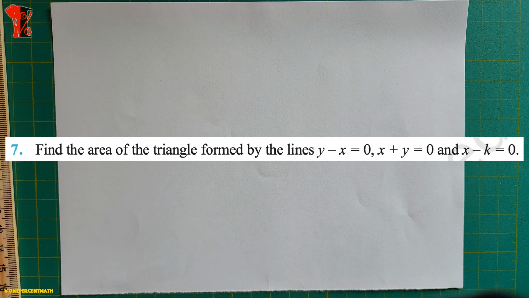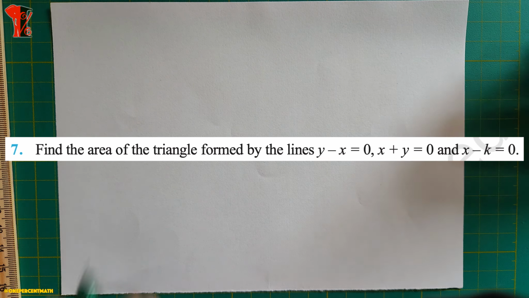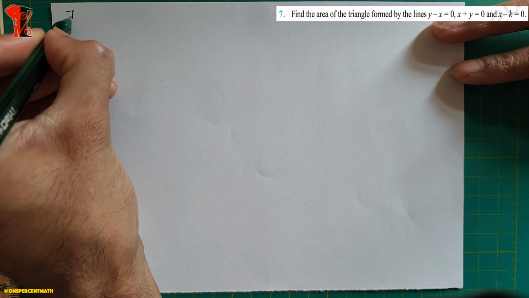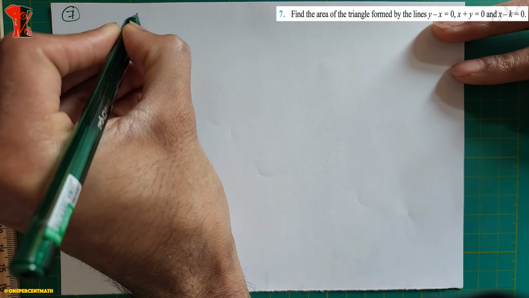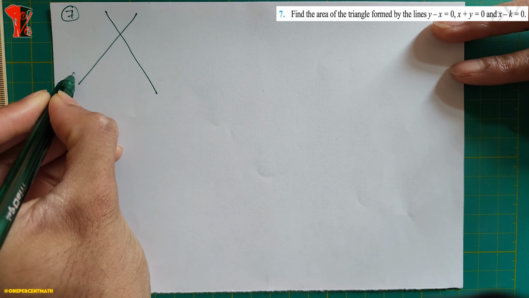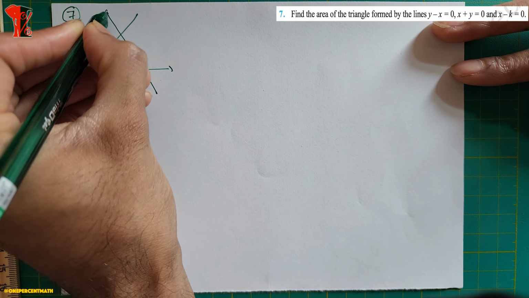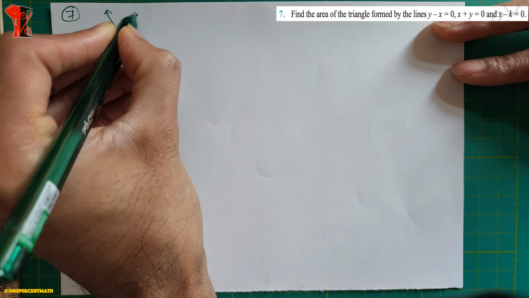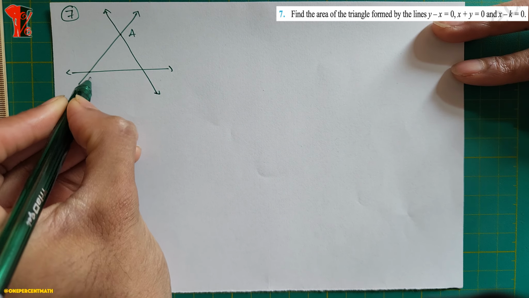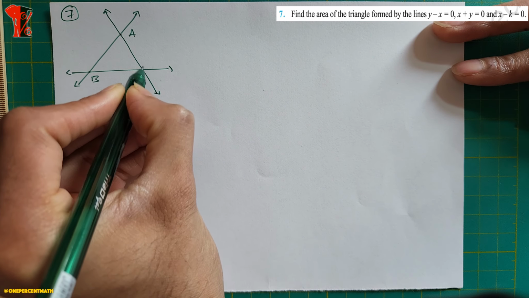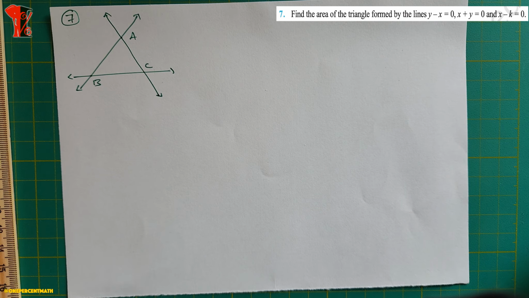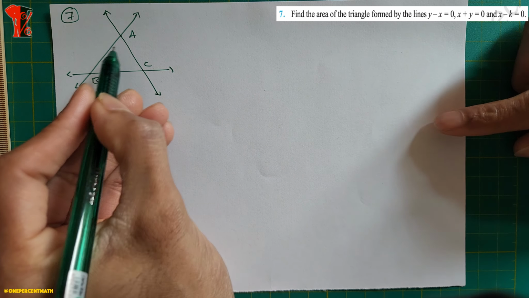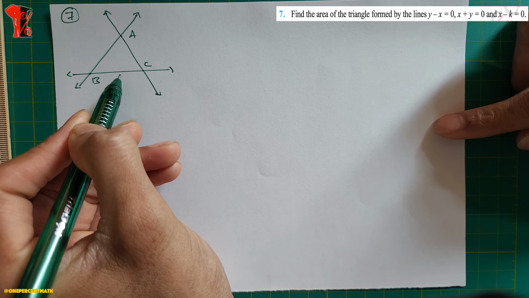Find the area of the triangle formed by the lines y minus x is equal to 0, x plus y is equal to 0 and x minus k is equal to 0. That means there are 3 lines we can see. Okay, it's question number 7. There are 3 different lines, and they intersect at points A, then point B and point C. So to find the area of this, we need to find the coordinates of these points, okay?